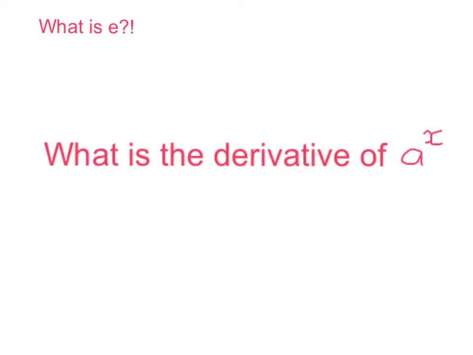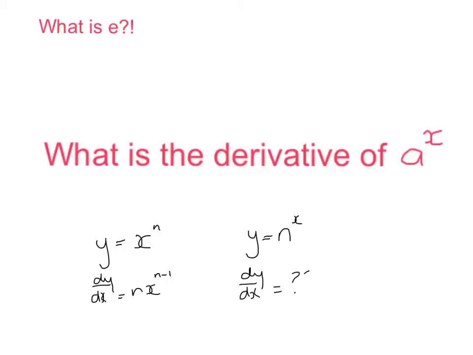So we know that if y is x to the n, then dy by dx is nx to the n minus 1. And hopefully you've watched the video that proves that from first principles. But what if we swap the n and the x round? What if y is n to the power of x? Then what is dy by dx? So this is the question that leads to us discovering or inventing, a very important question in mathematical philosophy, e.